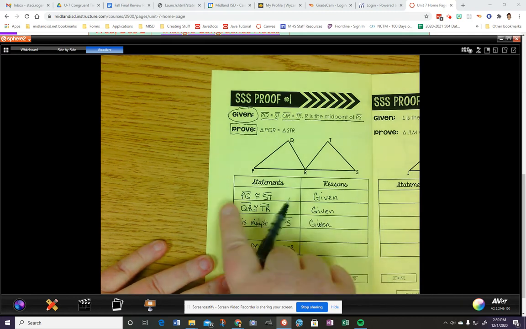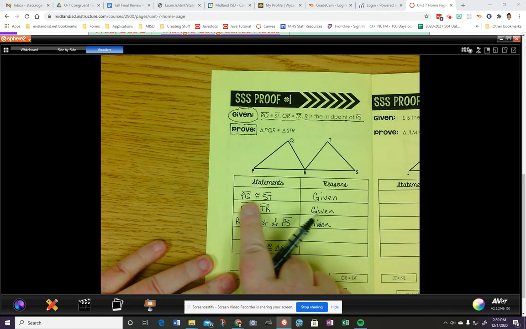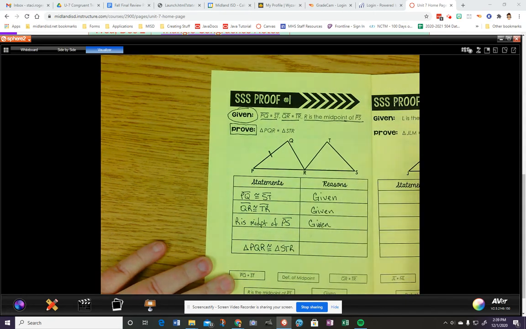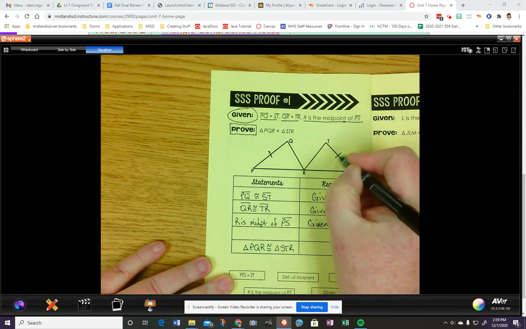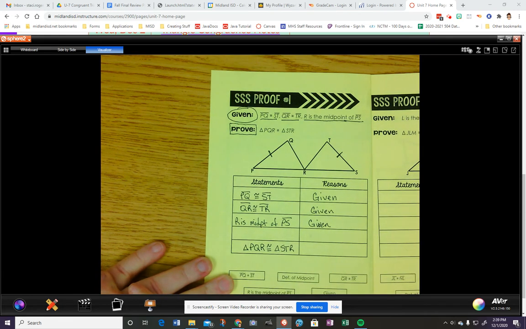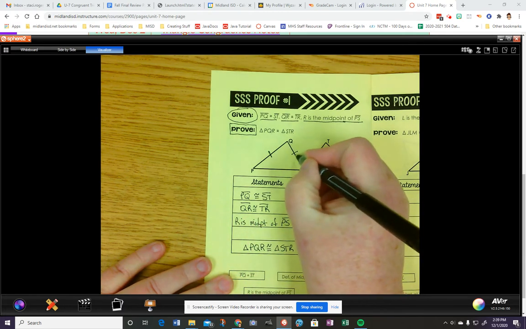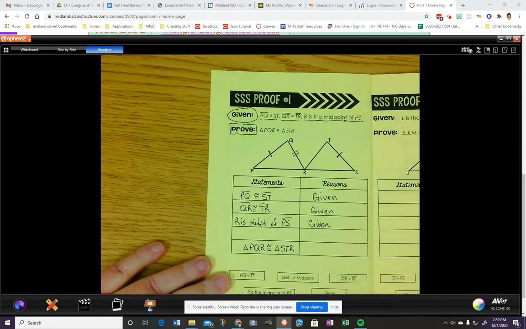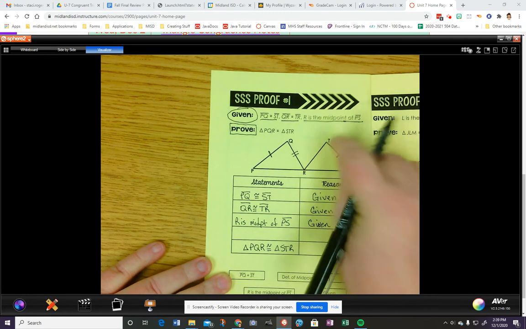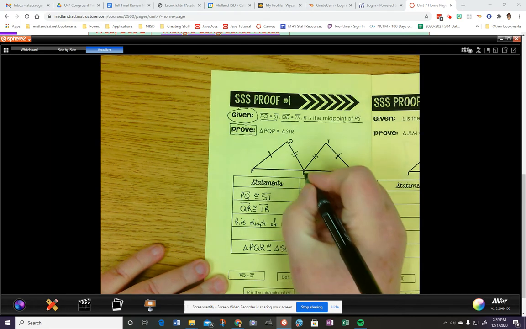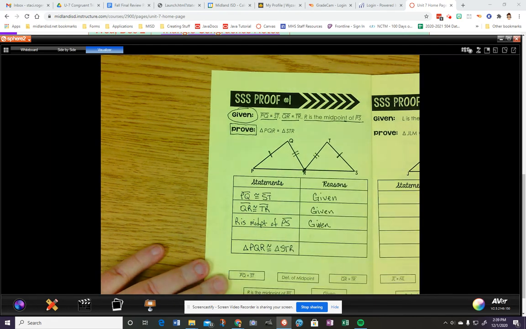Okay, so let's go back to our givens. PQ is congruent to ST, so I'm going to mark that on here with a little tick mark. And then QR is congruent to TR. So for QR, I'm going to put 2 marks, so this is a different congruency. It's congruent to TR right here. And then R is the midpoint of PS, so I'm going to put a dot right there, a point.